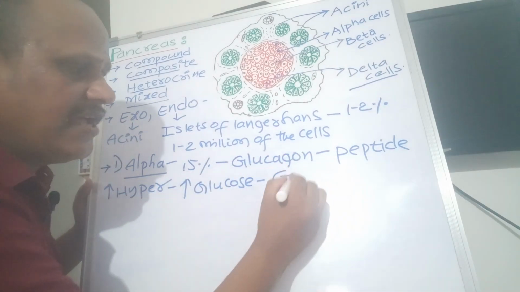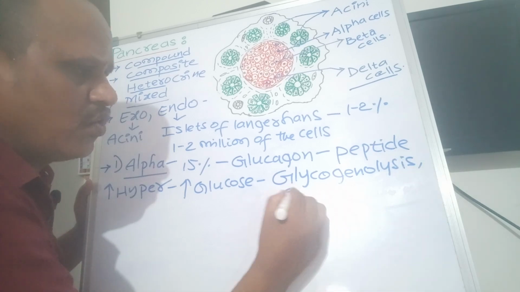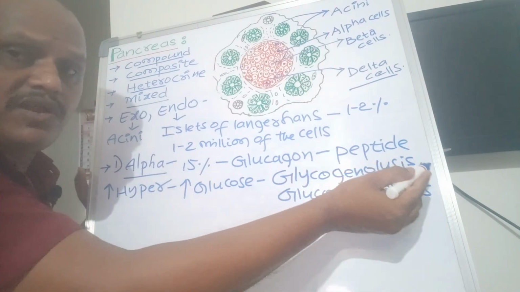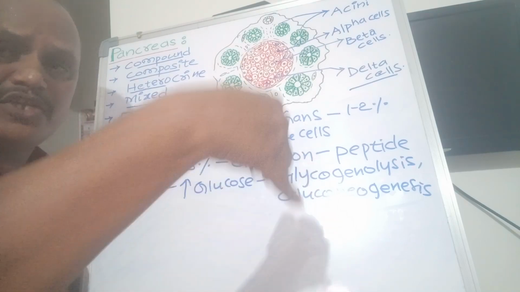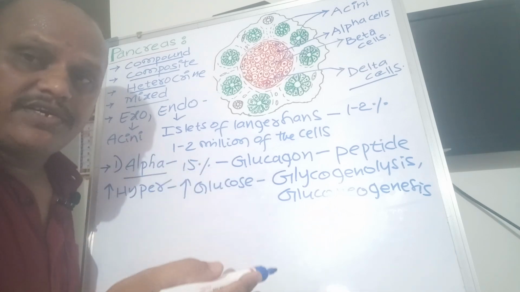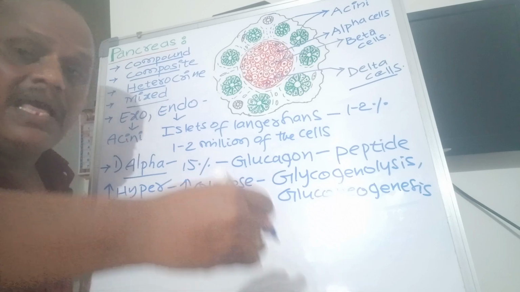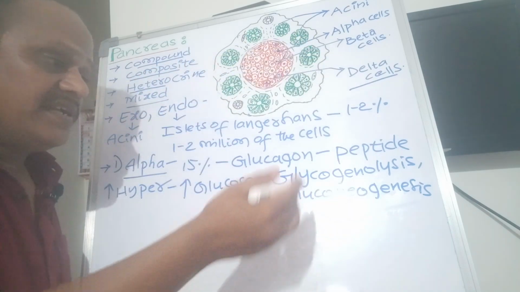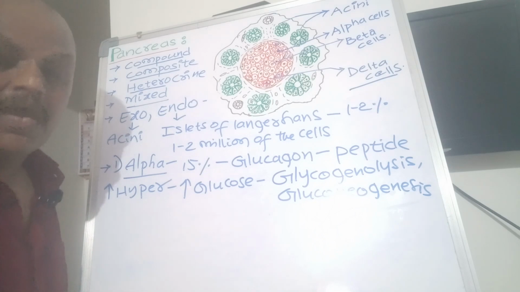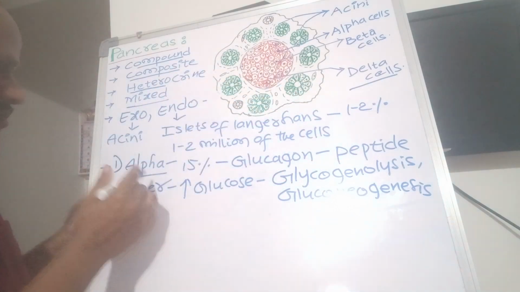It stimulates glycogenolysis and also gluconeogenesis. Glycogenolysis means the breakdown of glycogen and formation of glucose. Gluconeogenesis means the formation of glucose from non-carbohydrate products like amino acids and fatty acids. This increases the glucose in the blood, so it is known as a hyperglycemic hormone. It generally acts on hepatocytes or liver cells. So this is about glucagon.